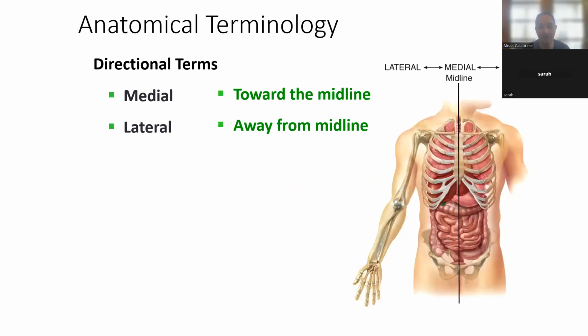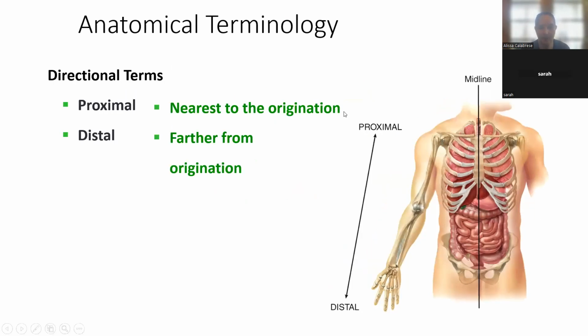Medial and lateral. Medial is towards the midline here. So the heart is medial to the lung. The lung is lateral to the heart. And then proximal and distal. Proximal and distal usually refer to your limbs or your appendages. Proximal means closer to the point of origin. In the case of your arm, the point of origin is the shoulder. So the shoulder is proximal to the elbow. The elbow is distal to the shoulder. But the elbow is proximal to the wrist. The wrist is distal to the elbow. So always relative to one another.